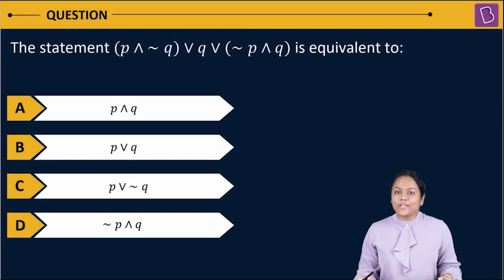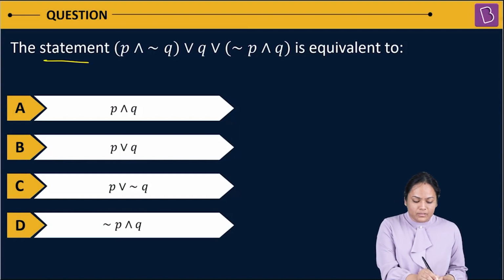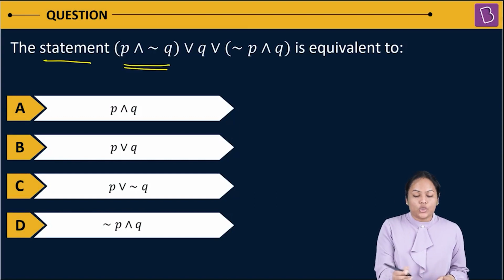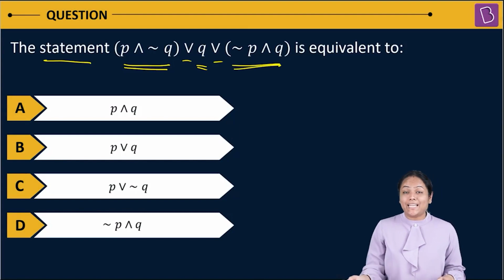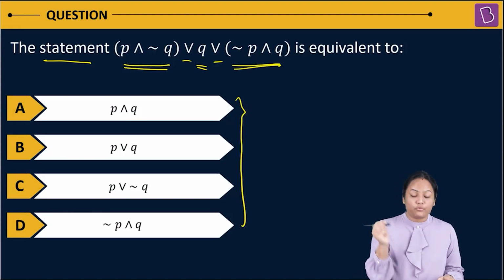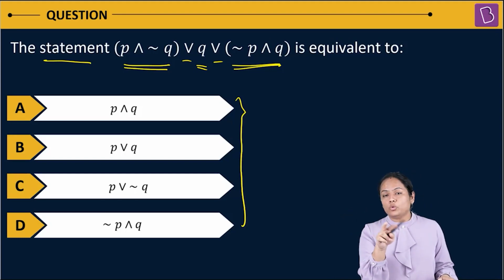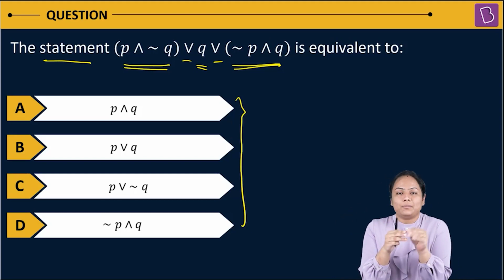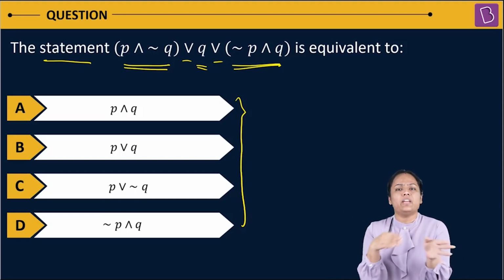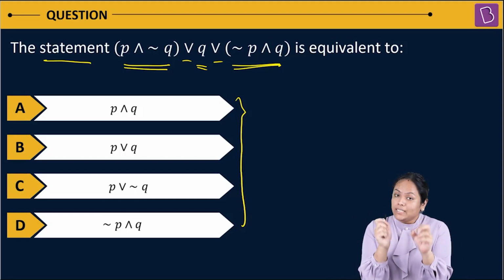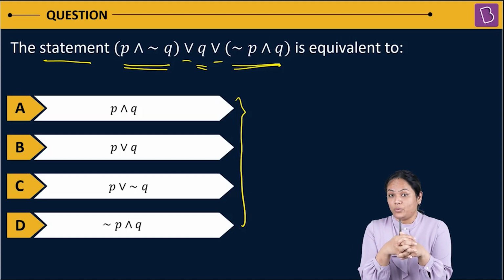Well, this question is saying the statement (P and negation Q) or (negation P and Q) is equivalent to which of these following four? Since this question involves only two substatements, that are P and Q, various combinations of this question can be solved in two different ways.